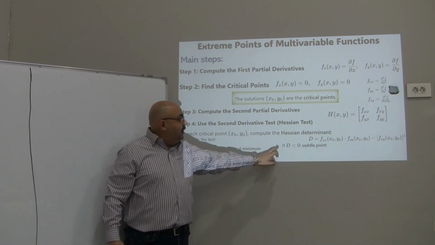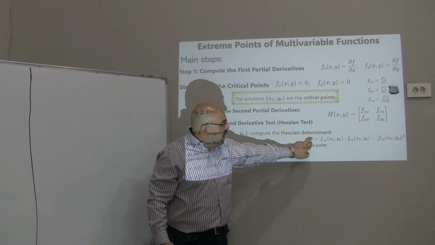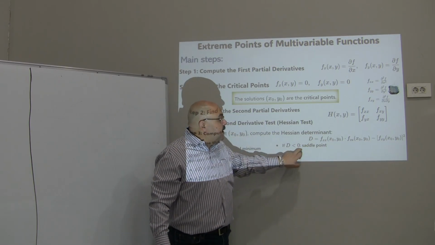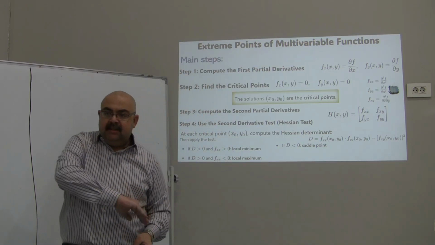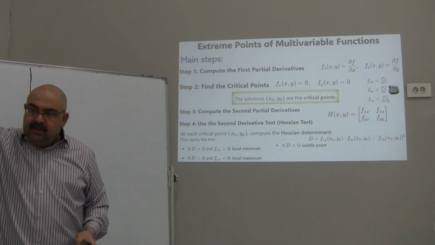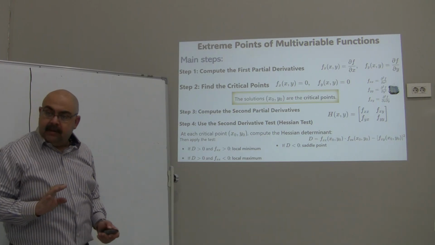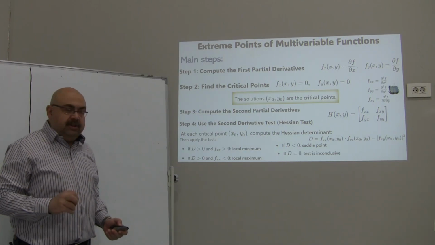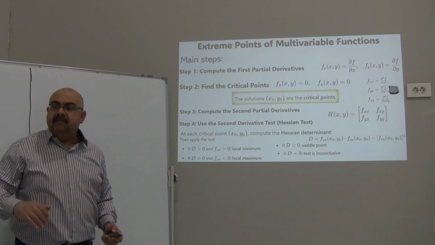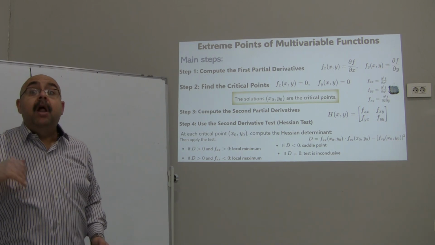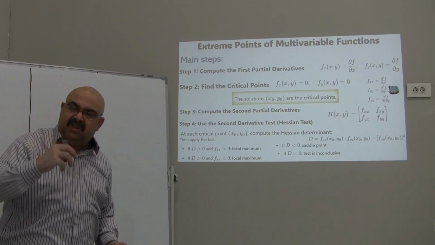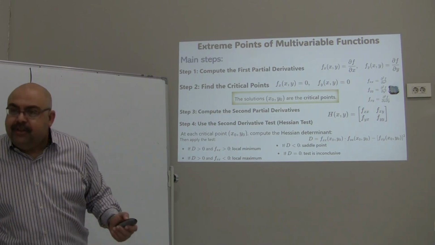What's going to happen if d is negative? It's going to be a saddle point, which is the point of inflection, but in 3 dimensions. Are you with me, Princess Shah? If d equals 0, then the test is inconclusive, and we will go through other steps. We will discuss it within the next lecture in detail.